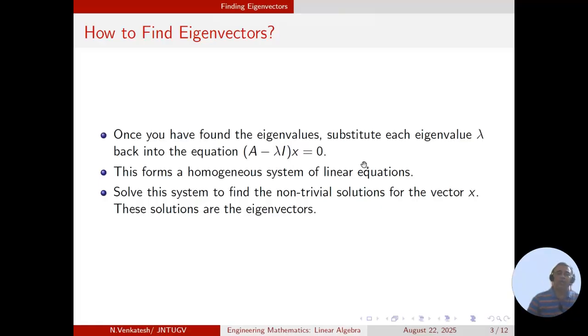Now, one of the trivial solutions of the system of linear equations is 0, and the non-trivial solutions are non-zero vectors. So we are interested in finding those non-trivial solutions. Those non-trivial solutions are called eigenvectors.